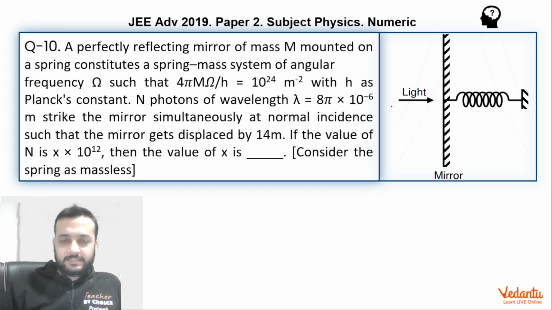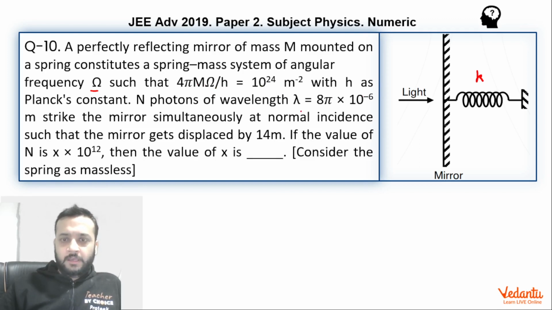So first, let's look into the data of this question. So this is a mirror of mass m, which is connected to a spring of spring constant k. Let us assume, which explicitly is not mentioned in the question, that light particles, photons, a large number of photons strike the mirror, and the mirror is perfectly reflecting. So of course the mirror will gain velocity and it starts oscillating with angular frequency omega, such that 4 pi m omega by h is equal to 10 to the power 24.